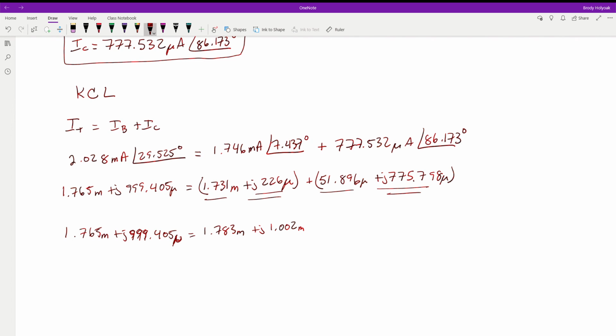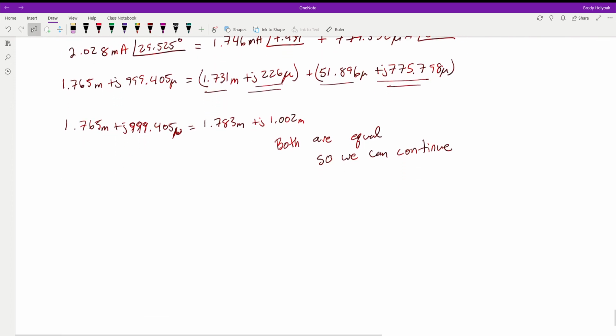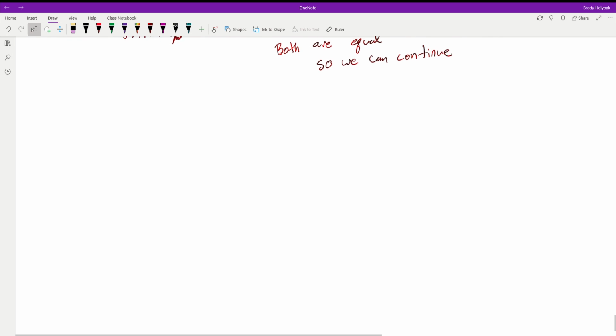So here, both are equal for all intents and purposes. So we can continue. And those are our two double checks that we want to do, our Kirchhoff's current law as well as our Kirchhoff's voltage law. With those two satisfied, we know that we're doing the rest of these right, and we're not wasting a bunch of time.